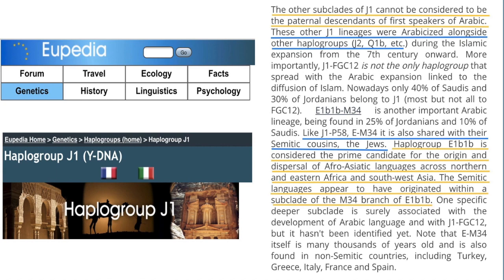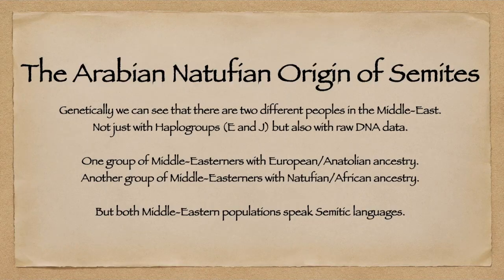Haplogroup E1B1B is considered the prime candidate for the origin and dispersal of Afro-Asiatic languages across northern and eastern Africa and Southwest Asia. The Semitic languages appear to have originated within a subclade of M34 branch of E1B1B. Genetically, we can see that there are two different peoples in the Middle East, not just with haplogroups such as E and J, but also with raw DNA data. One group of Middle Easterners with European/Anatolian ancestry, and another group of Middle Easterners with Natufian/African ancestry.